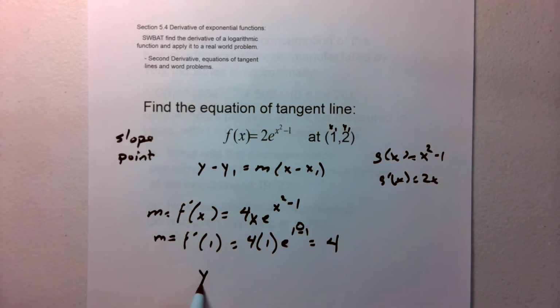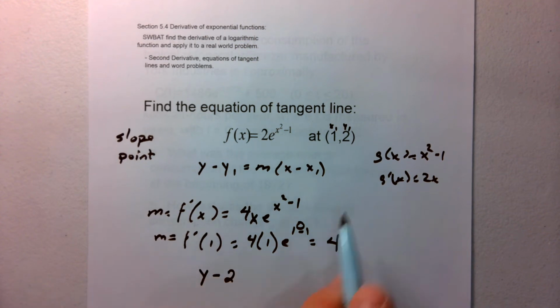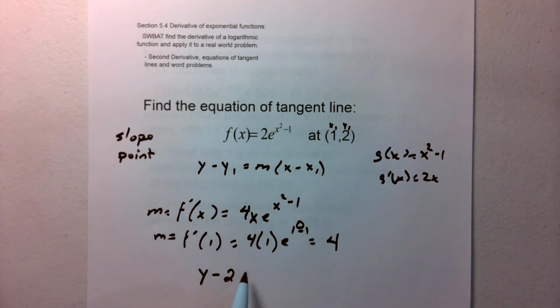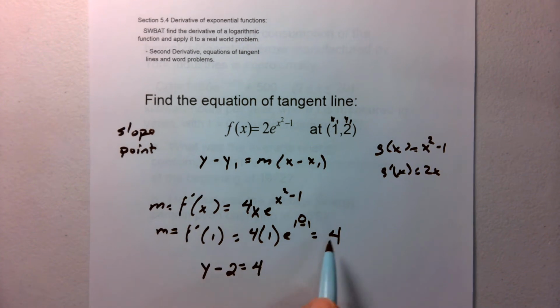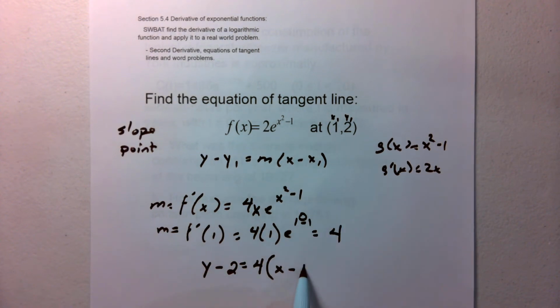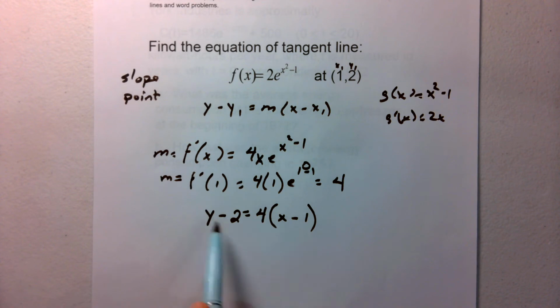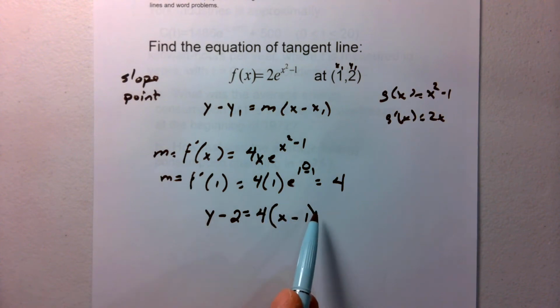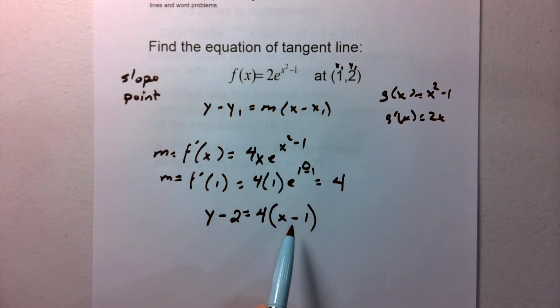So my equation then is going to be y minus 2, the y value from my point, and that's going to equal 4, which is my slope, times x minus x sub 1, or my x value, which is 1. And I'm going to leave that. If we need to manipulate it, we can. We could multiply this 4 through, and we could add that 2 over. We don't necessarily need to, because we don't have to.